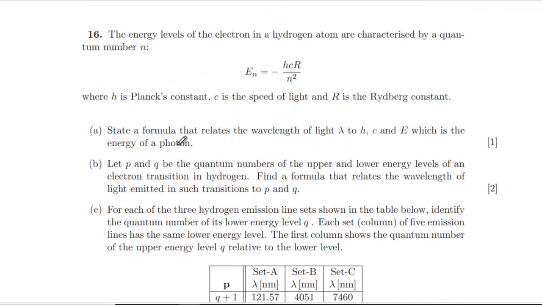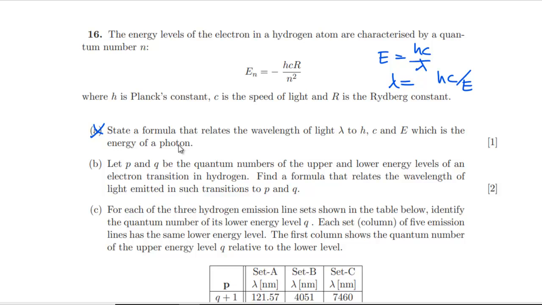So energy levels of the electron in a hydrogen atom are characterized by a quantum number n. Oh, it's this Rydberg constant again. This came up a couple of PATs ago. State a formula that relates the wavelength of light to h, c and E, which is the energy of a photon. So E is hc over lambda, because that's E equals hf. And we want to make the wavelength the subject, so hc over E.